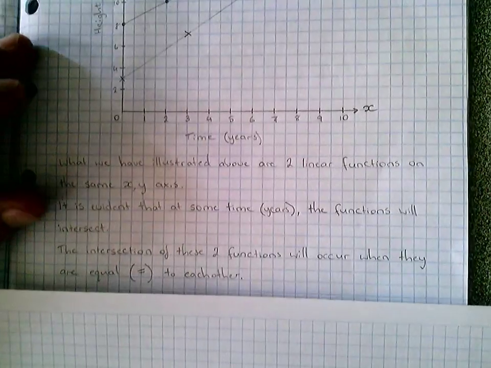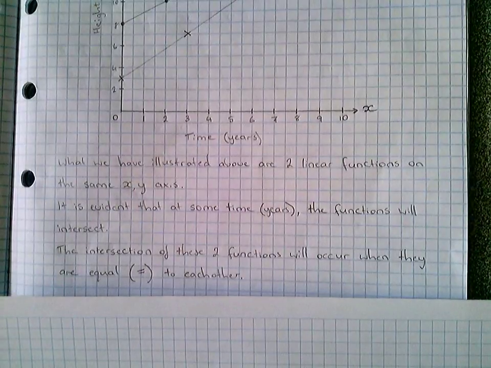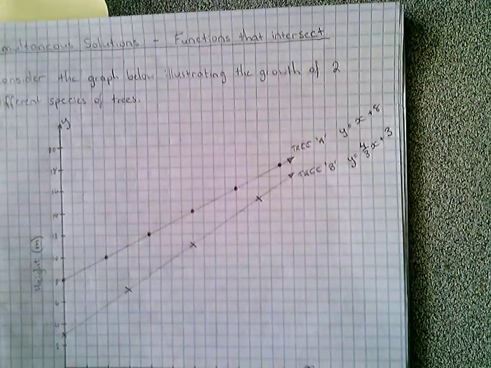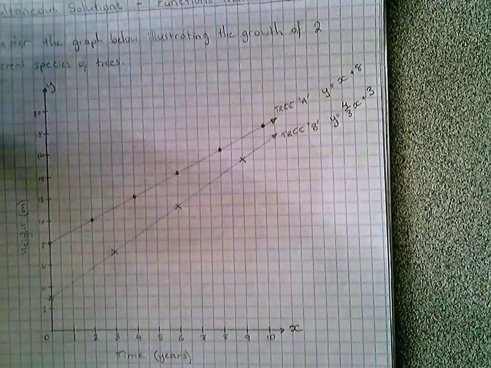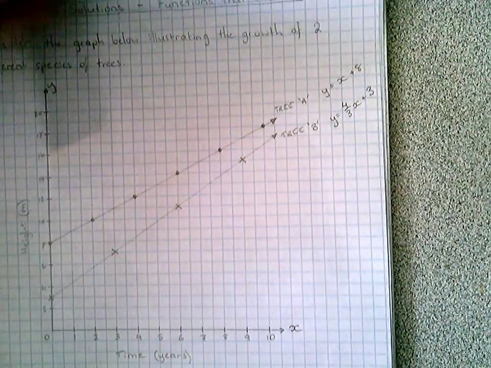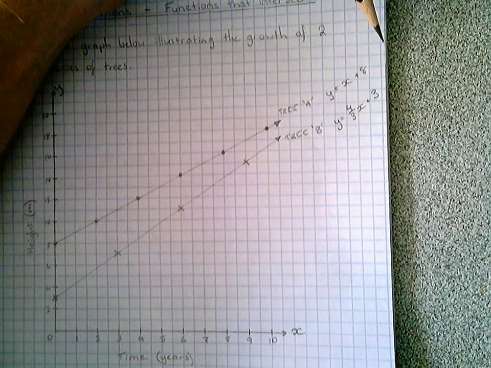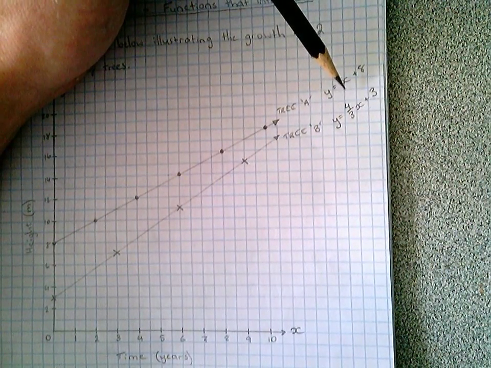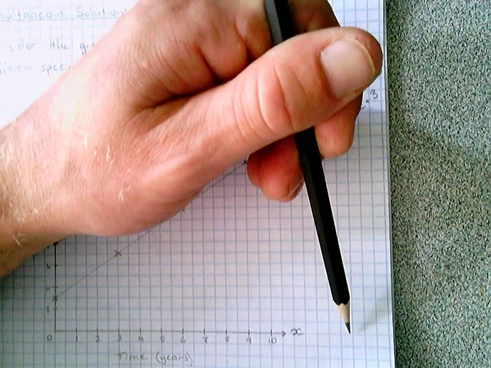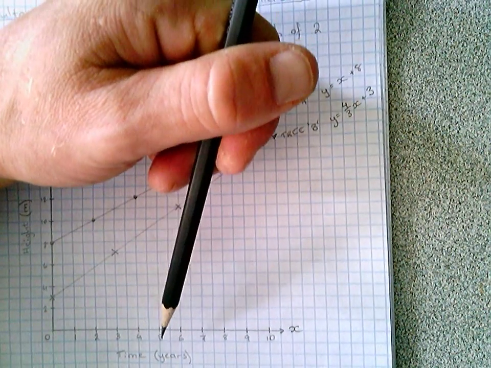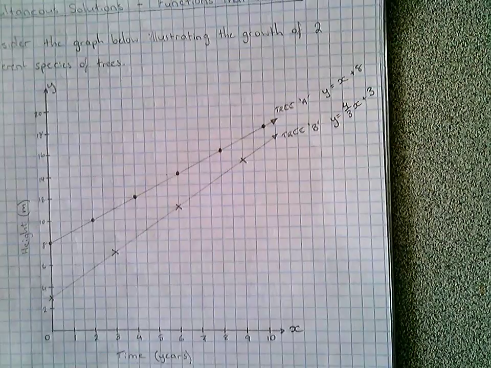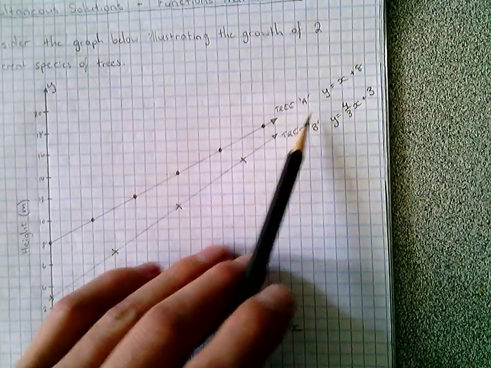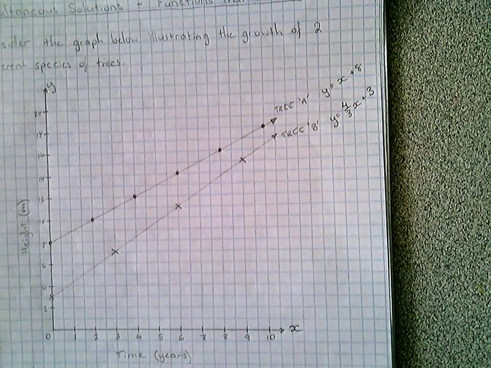Now the intersection of these two functions will occur when they are equal to each other. One other way that you could go about determining the intersection point is obviously just drawing in an extension on these two functions and actually locating the point at which they intersect, and then moving down to the x-axis to determine at which time they did so. You could then substitute that time value into either one of these functions to get their corresponding height.